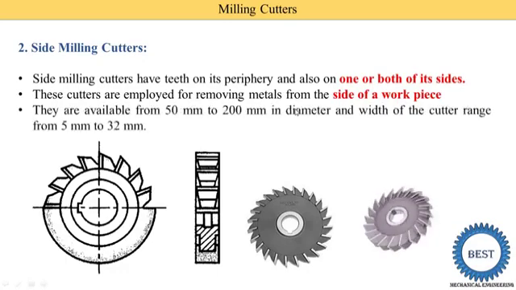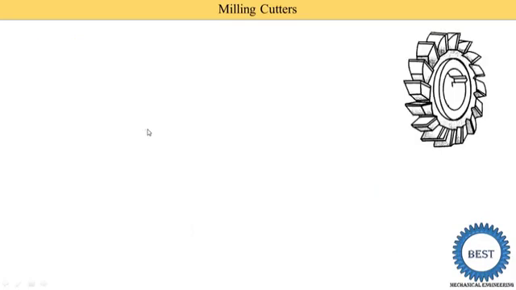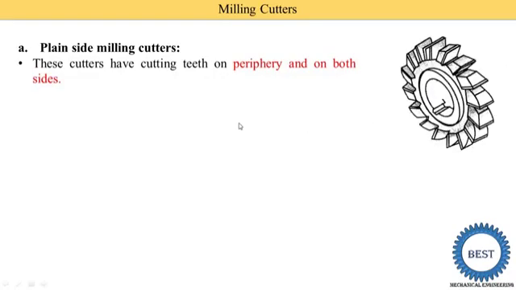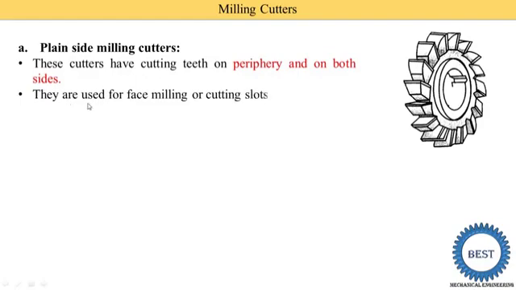They are available from 50 mm to 200 mm in diameter, and the width of the cutter ranges from 5 mm to 32 mm. Side milling cutters are also of different types, the first being the plain side milling cutter. This cutter has cutting teeth on the periphery and on both sides: this is the periphery, this is the side, and also on this other side. They are used for face milling or for cutting slots.